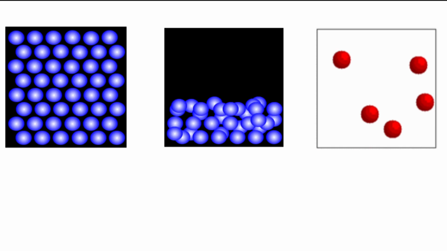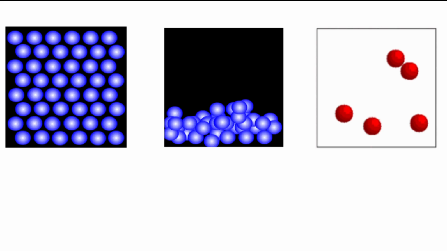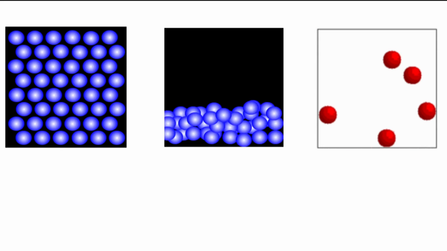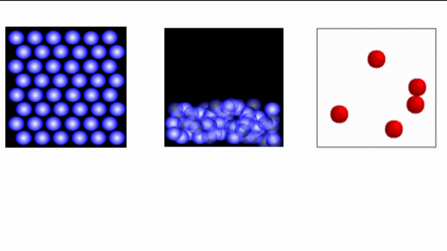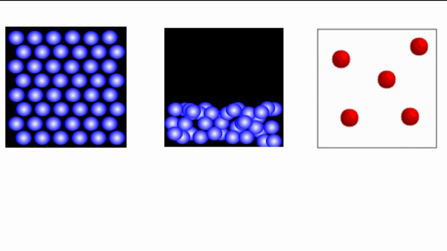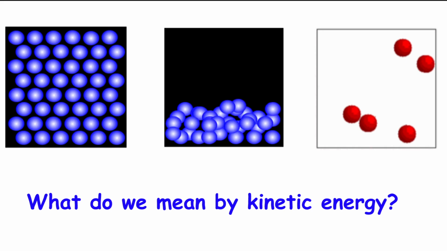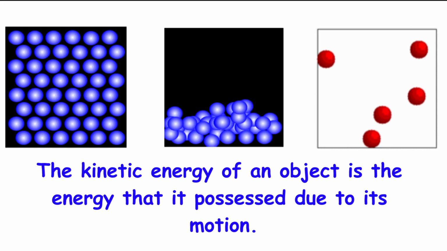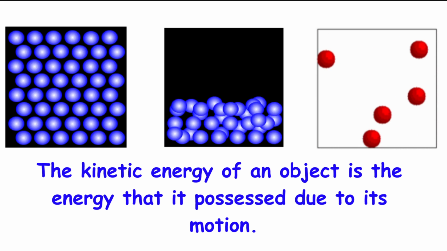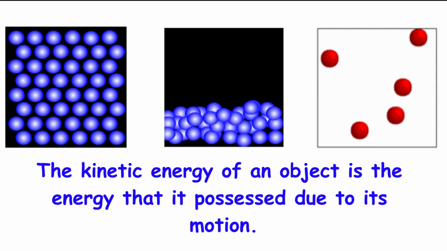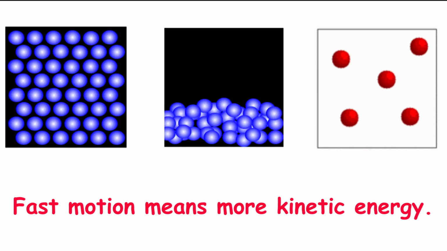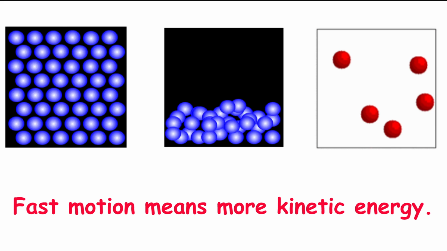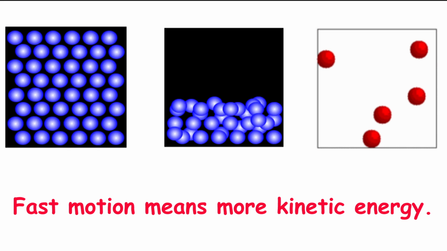Any time I want to investigate the behavior of particles, I have to be aware of the force between the particles and the kinetic energy. What do we mean by kinetic energy? The kinetic energy of an object is the energy that is possessed due to its motion. Accordingly, the faster an object is moving, the more energy it possesses.